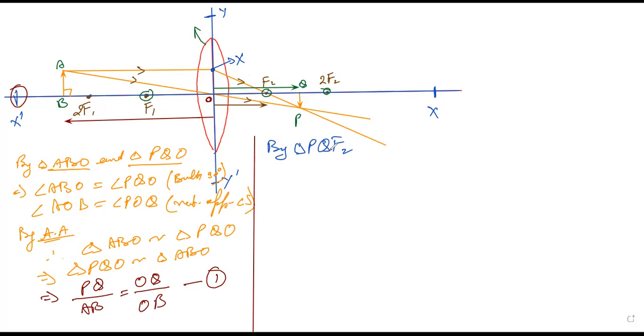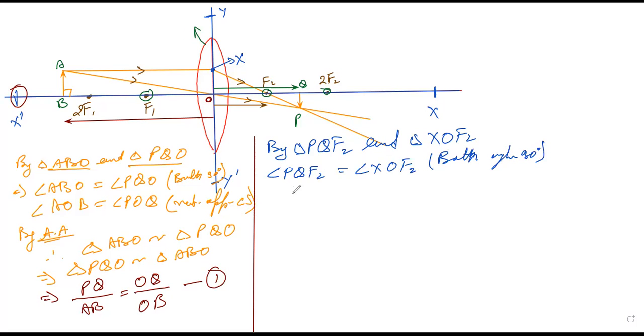So now this triangle PQF2 and triangle XOF2. Just see the figure. In that figure you can easily recognize this triangle. Now over here the same kind of condition we can have. Angle PQF2 is equal to angle XOF2. So over here also both the angles are of 90 degrees.